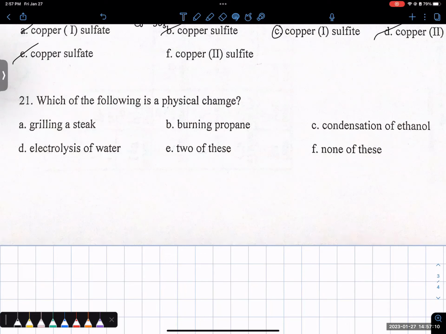If you think grilling a steak is a physical change, raise your hand. Don't wait for someone else to raise your hand, or go with the crowd. If in your gut you feel like grilling a steak is a physical change, but you don't see anyone else raising their hand, raise your hand so I can explain. Or I'll just move on.